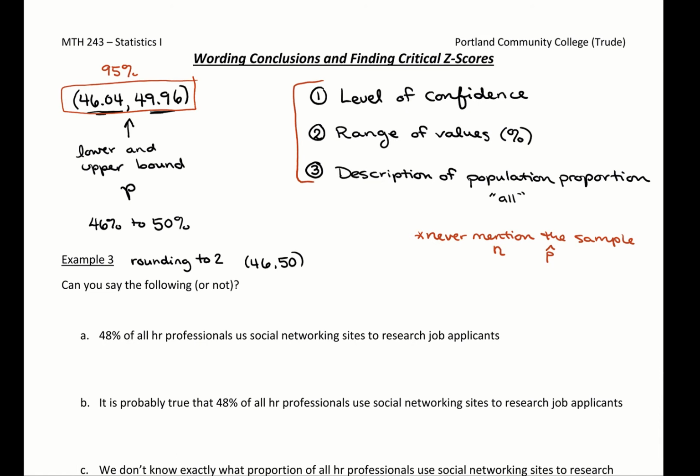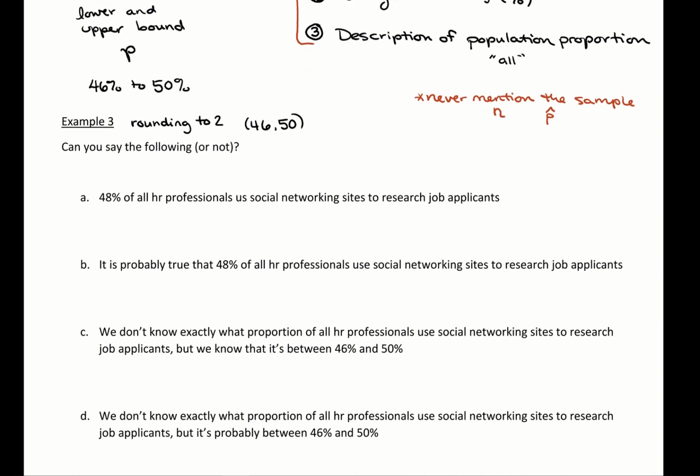So for each of the following sentences, we'll talk about why or why not we can say this if we're trying to make a conclusion for this confidence interval. This first one says: 48% of all HR professionals use social networking sites to research job applicants.